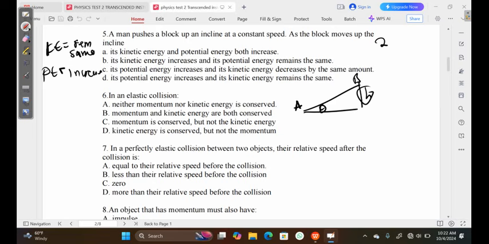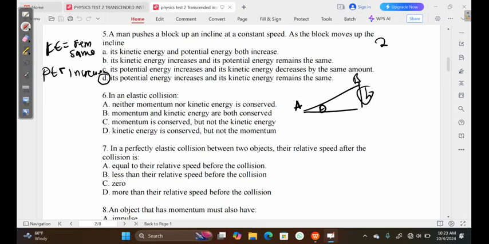A. Do kinetic energy and potential energy both increase? No. B. Does kinetic energy increase and potential energy remain the same? No. C is the opposite: potential energy increases and kinetic energy decreases? No. So potential energy increases and kinetic energy remains the same. So D is the correct answer.